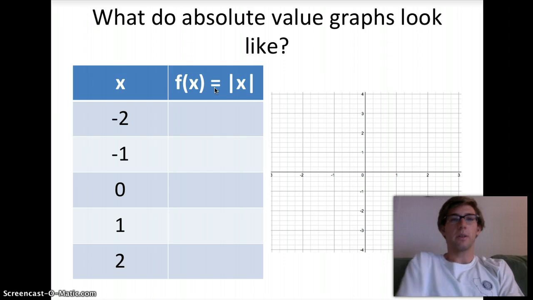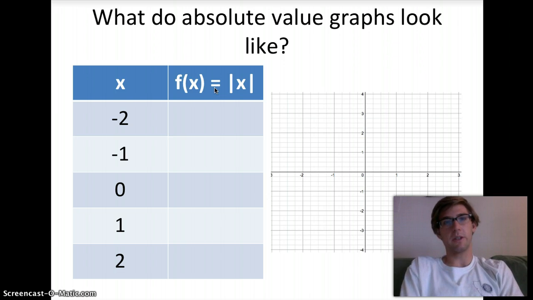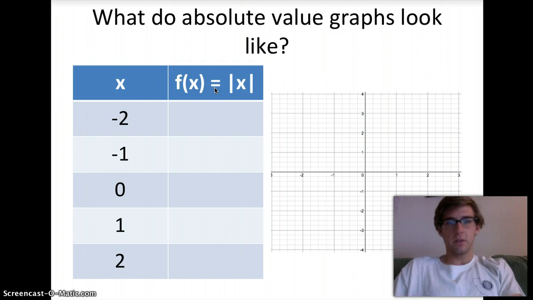So in general, the question would be, what do absolute value graphs look like? Absolute value can be very complex. There are some really interesting problems we can think about with absolute value, but my focus here is to go from an equation to a graph and a graph back to an equation. So let's examine this with a set of x values that we could plug in as inputs to this equation, f of x equals the absolute value of x.